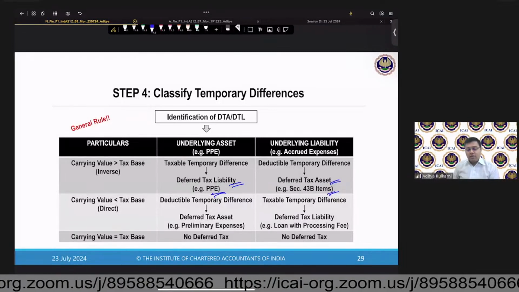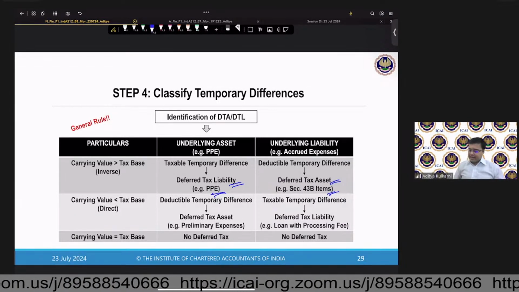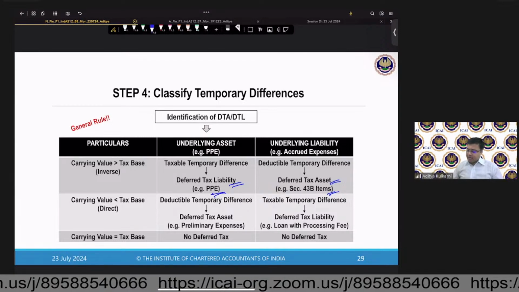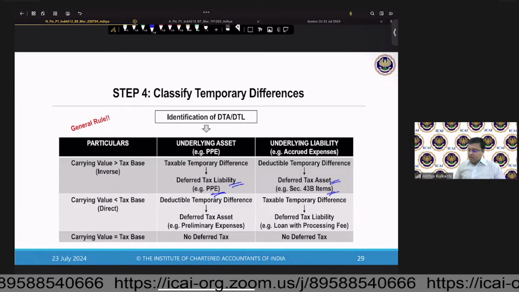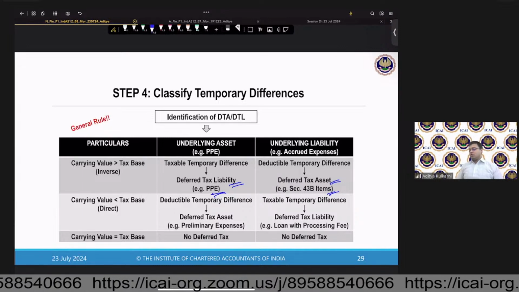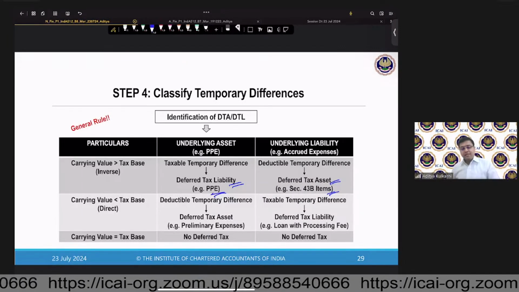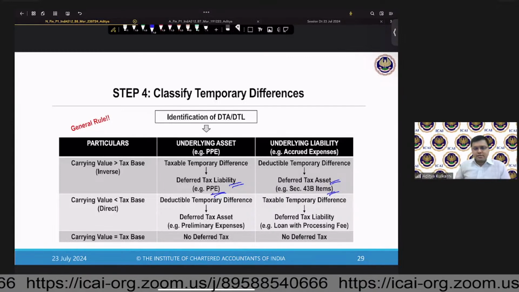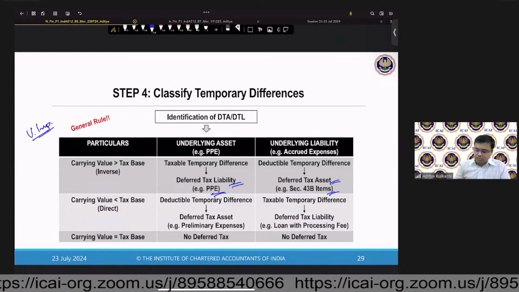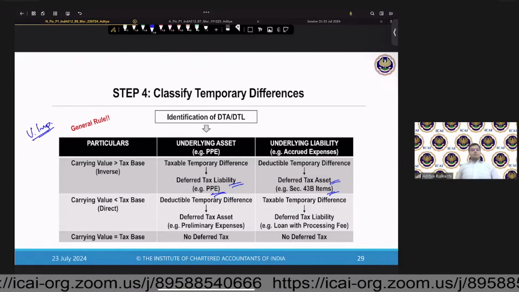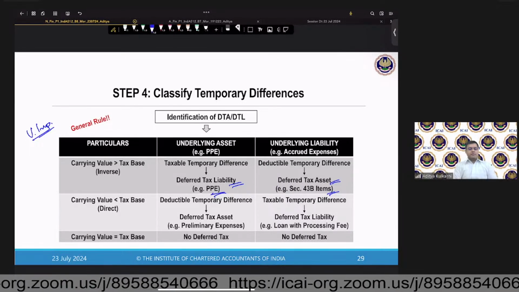Carrying value less than the tax base of an asset, it remains a DTL. Carrying value less than the tax base of a liability, it remains a DTL. That's it. Carrying value equal to tax base, there is no deferred tax. Are we okay with this? This is very important to remember. Is it okay?